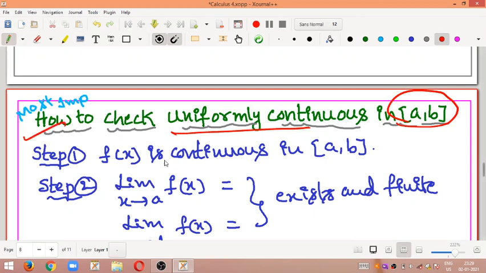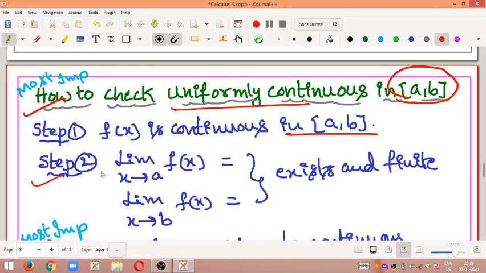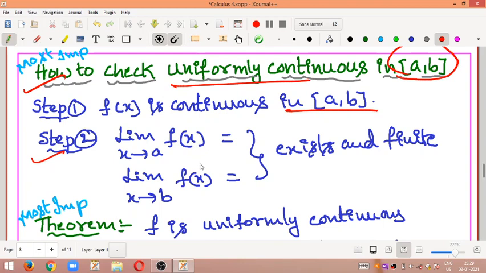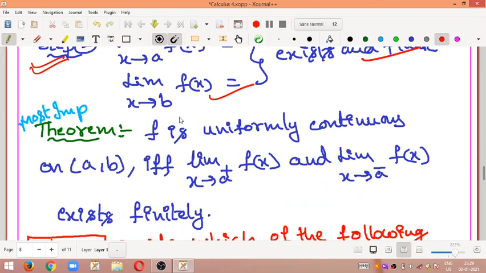So step 1: f of x is continuous on the closed interval a, b. Step 2: the limit as x tends to a of f of x and the limit as x tends to b of f of x both exist and are finite. If these two steps are satisfied, then we say that f is uniformly continuous.